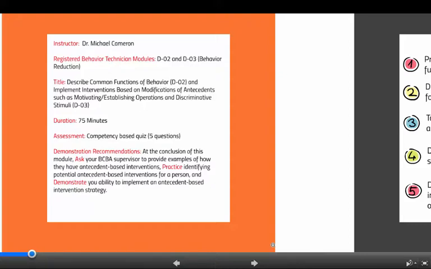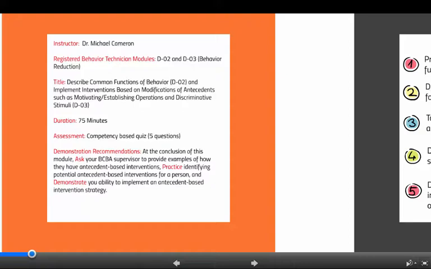The specific titles for these presentations, first connected to D02, I'll be describing common functions of behavior. This will be a refresher for you. We've already reviewed the common functions of behavior, and what I'll be doing here is provide a bit of a refresher. And then the second title is to implement interventions based on modifications of antecedents, such as motivating operations, establishing operations, and discriminative stimuli, also referred to as SDs. And that is from strand D03.